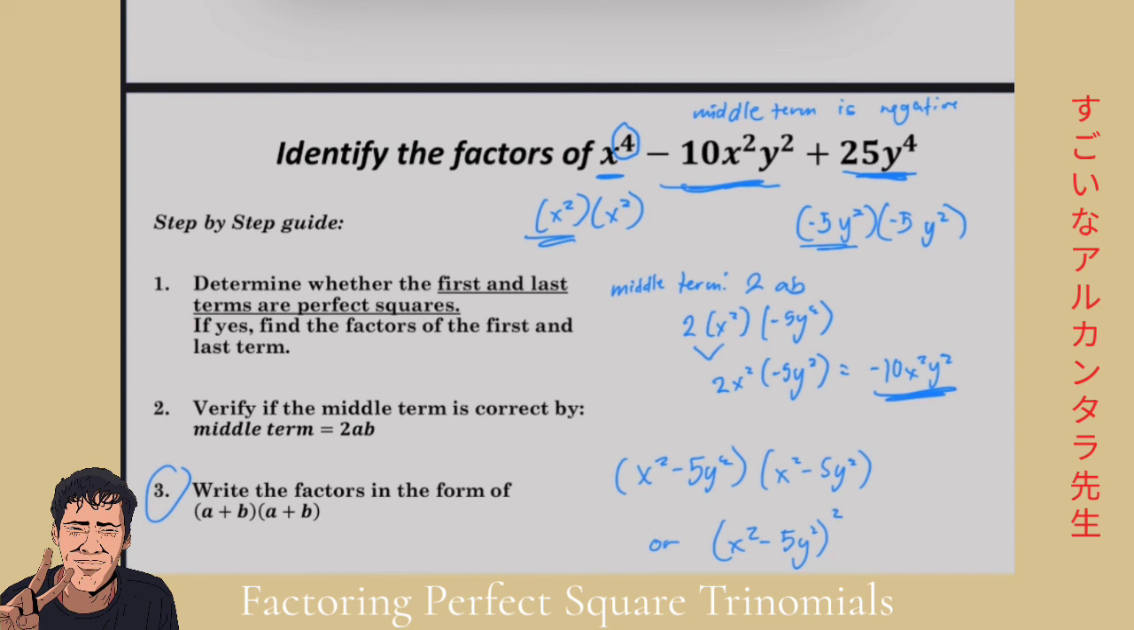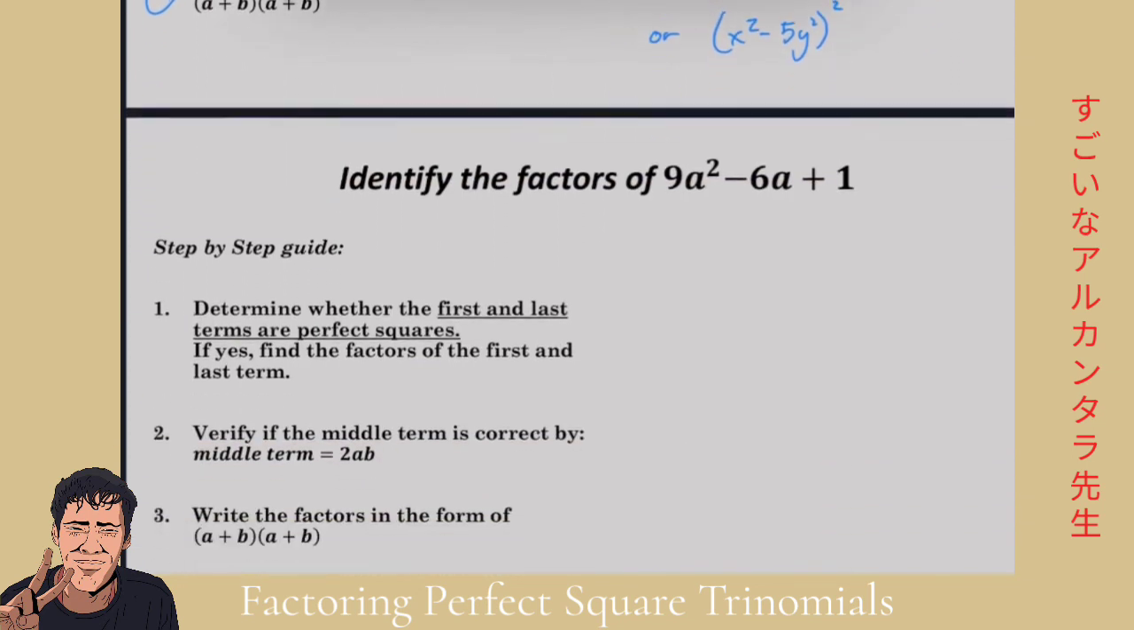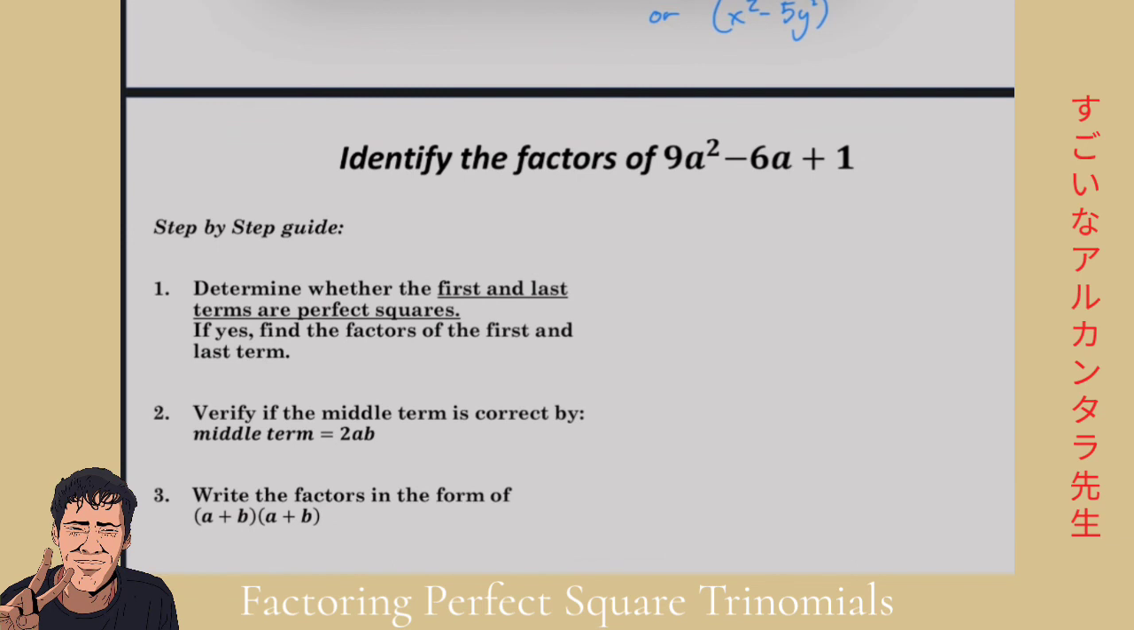And lastly, our example here is 9a squared minus 6a plus 1. Same case as earlier, 9a squared can be factored as 3a times 3a. Since the last term is 1 and the middle term is negative, therefore, we're going to consider the negative factors of 1.